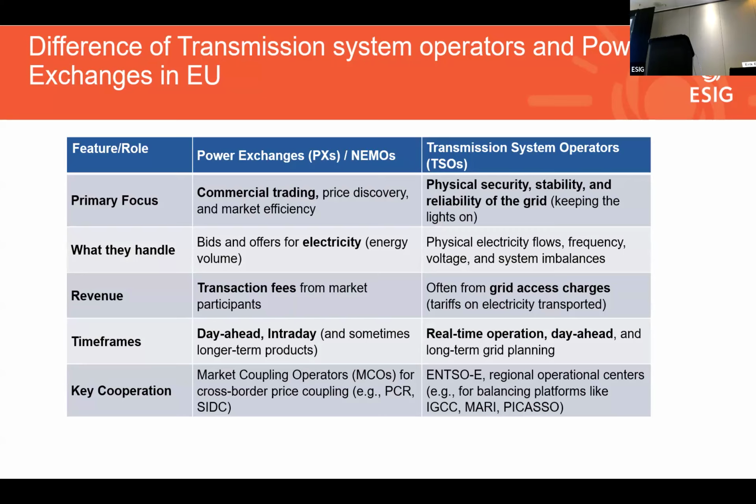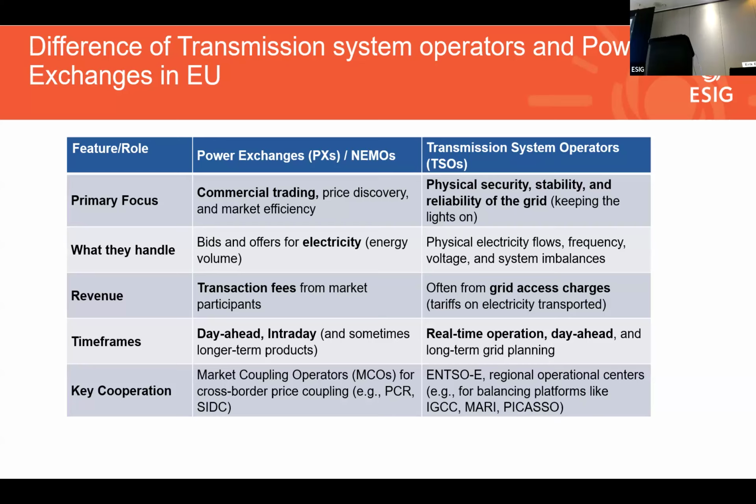So we separate the market and the system operation in two, meaning we have power exchanges that are responsible for operating the market, while on the other side, we have TSOs, also called transmission system operators, that are responsible for operating the grid. So mainly the physical security of the grid, the stability, and the reliability of the grid in real time. What power exchanges handle is mainly bids and offers for electricity. So it's really on the market side, it's just energy. While what transmission system operators handle is the physical electrical flows and ancillary services.